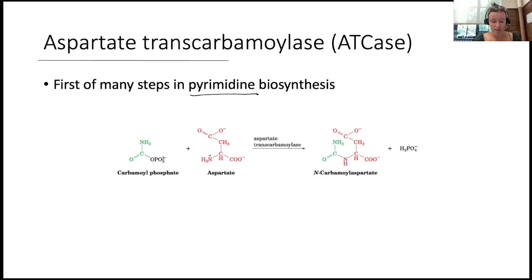And what it does is it takes its substrates, carbamyl phosphate and aspartate, and converts them into the product N-carbamyl aspartate. And phosphate.